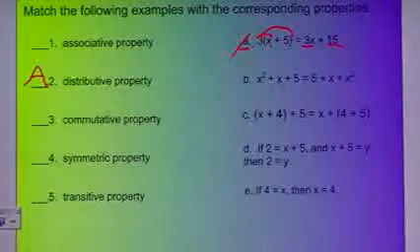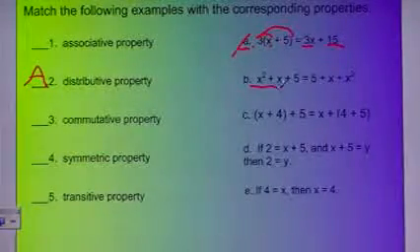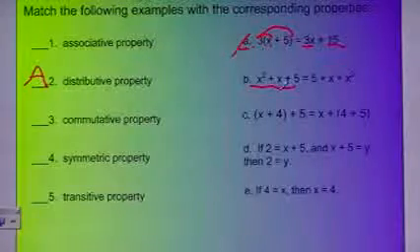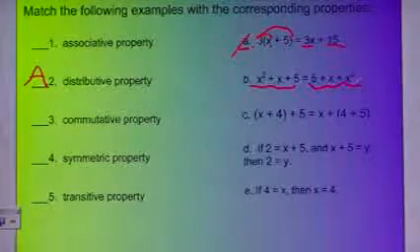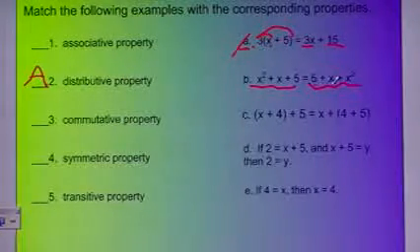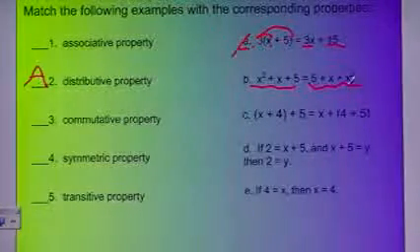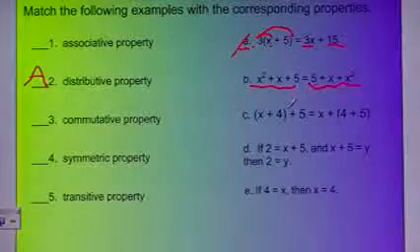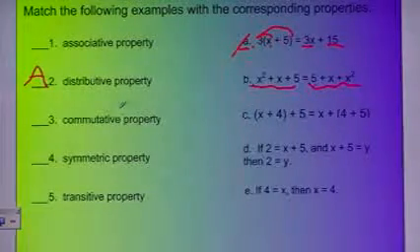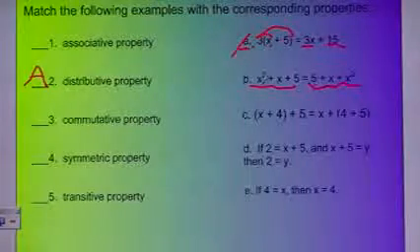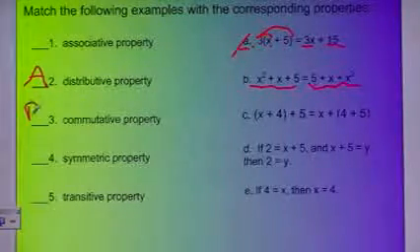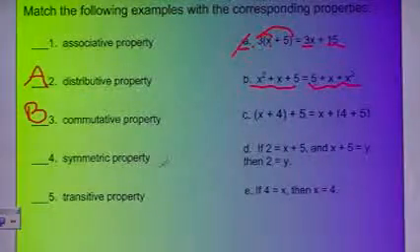All right, let's look at B. Well, what's going on? On the left-hand side, I have x squared, x, and then 5. But on the right-hand side, the order changed. I have 5, then x squared. So the property that means order change is commutative. And this is actually commutative property of addition because they're adding. So that's commutative property, number 3.